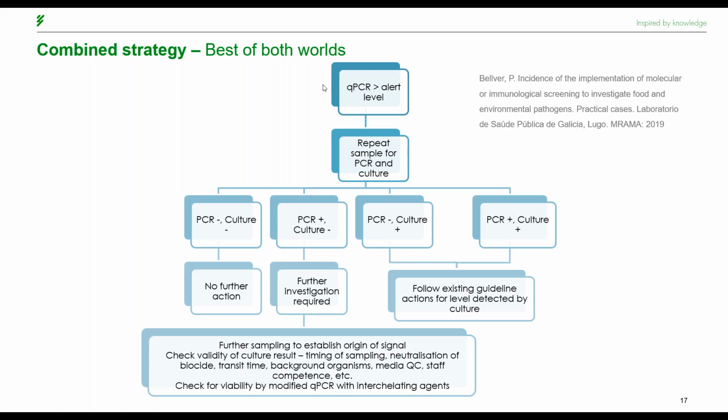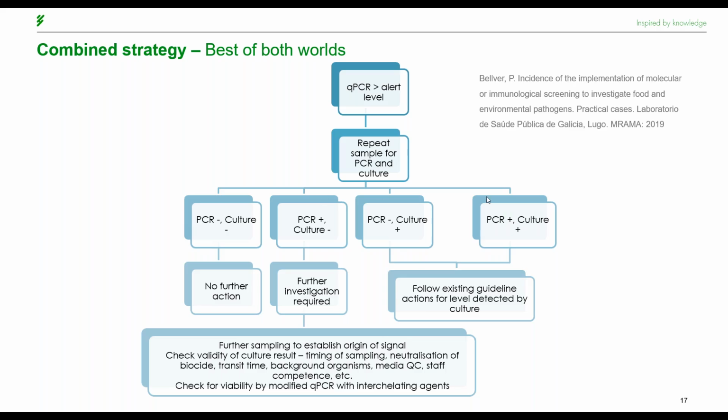So to better review this strategy, let's assume we have, in this case, a PCR result that is higher than the allowed level, that would be around 4 times 10 to the third power genomic units. So the PCR and the culture are repeated for the same sample. And then we have a matrix of decisions depending on the results obtained. Here, if both methods give us a negative result, okay, then there's nothing else to do.